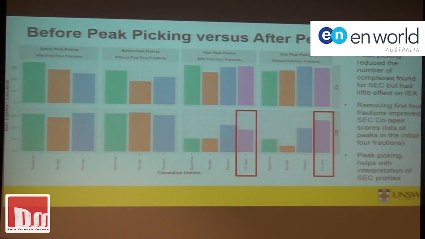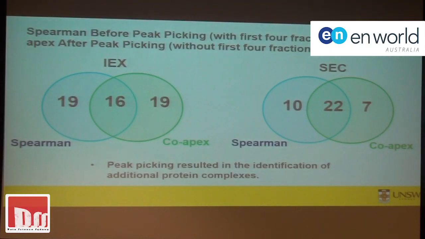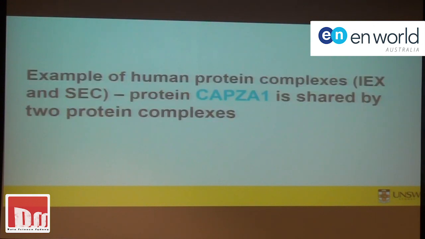Even though peak picking didn't identify so many complexes, it does help with the interpretation of results, especially for SEC profiles. So when we use a Venn diagram to compare Spearman correlation before peak picking and co-apex score after peak picking, this is what I found. What I see is that peak picking resulted in the identification of additional protein complexes. So that's a good thing.